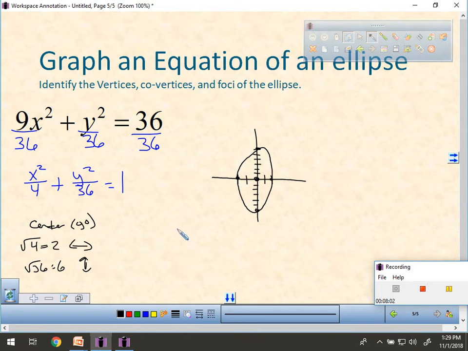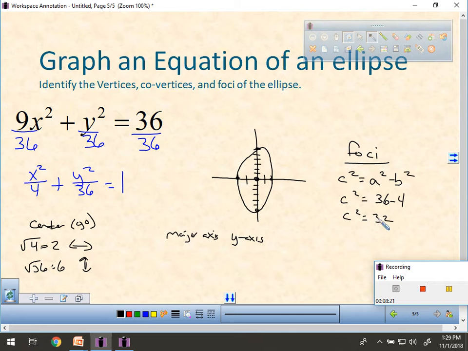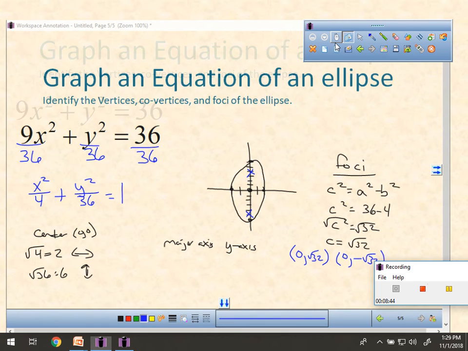Once I know my ellipse, then I can say, well, my major axis for this problem is my y-axis, and so that means that's where my foci are going to be. So to find my foci, do your formula c squared equals a squared minus b squared. So in this problem, it would be 36 minus 4, which would be 32, and then just take the square root of that. So my value for c would be square root of 32 on the y-axis, which would mean it would be somewhere up here on the y-axis. So that would be the point 0, positive square root of 32, and 0, negative square root of 32. And that's where my 2 foci would be.